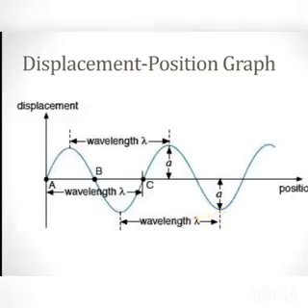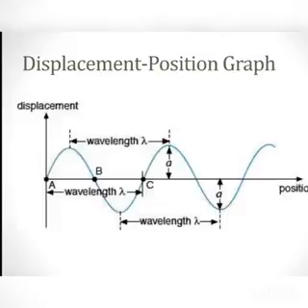Next is the displacement position graph. This is so easy, and in this graph you will plot displacement along the y-axis and position, the distance covered by the wave, along the x-axis. The main thing to note is that this graph will tell you about the amplitude of the wave and the wavelength of the wave. You can use the displacement position graph to get the wavelength and the amplitude. How would you find the amplitude?